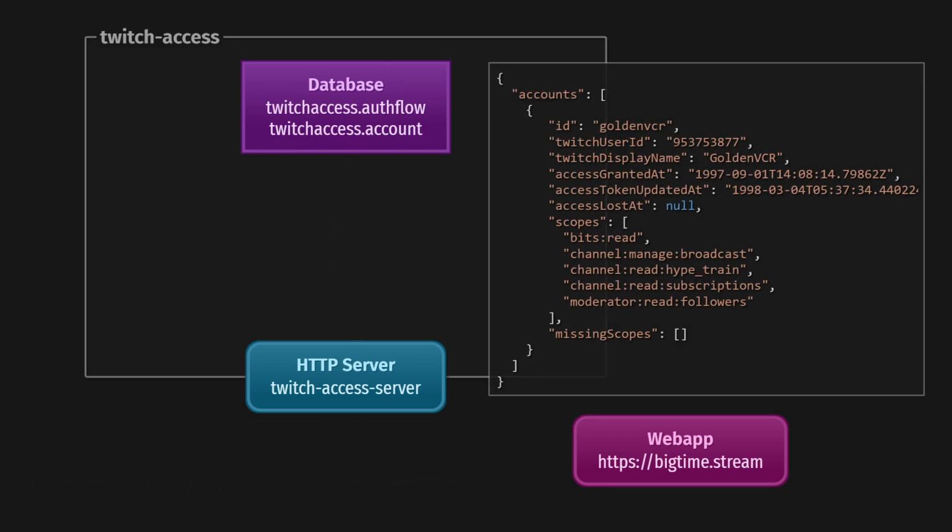This is an example of an API. In this case, the Twitch Access server exposes an API that lets the web app get information about connected Twitch accounts. By sending an HTTP request to this endpoint, the web app is making an API call, allowing it to view and modify data that lives in the backend.